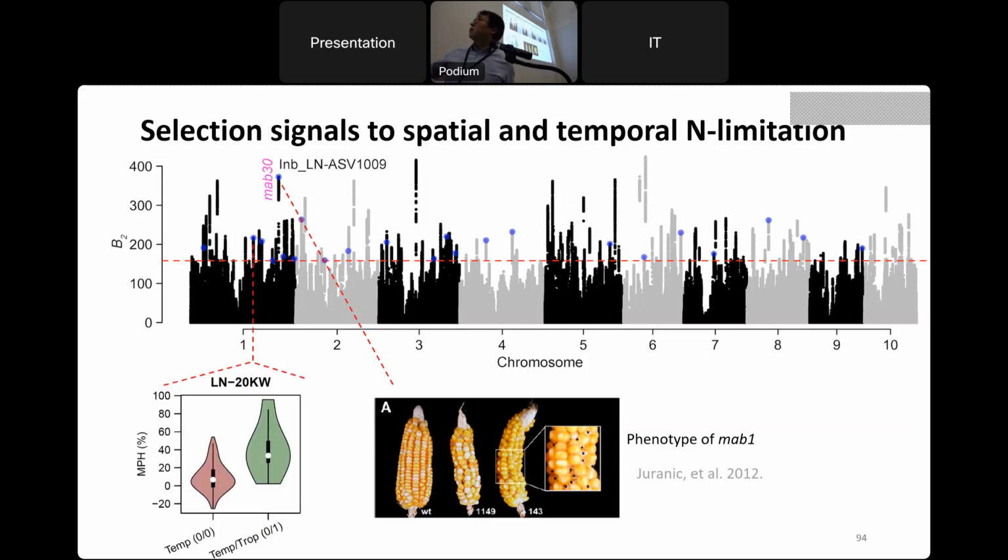And this one is associated with 20 kernel weight, a yield component trait, under low nitrogen condition, and this locus contributes to this trait's heterosis. Especially the combination with the tropical allele and the temperate allele as compared to temperate allele alone. So suggesting these tropical alleles have value to be rescued to enhance the nitrogen use efficiency.